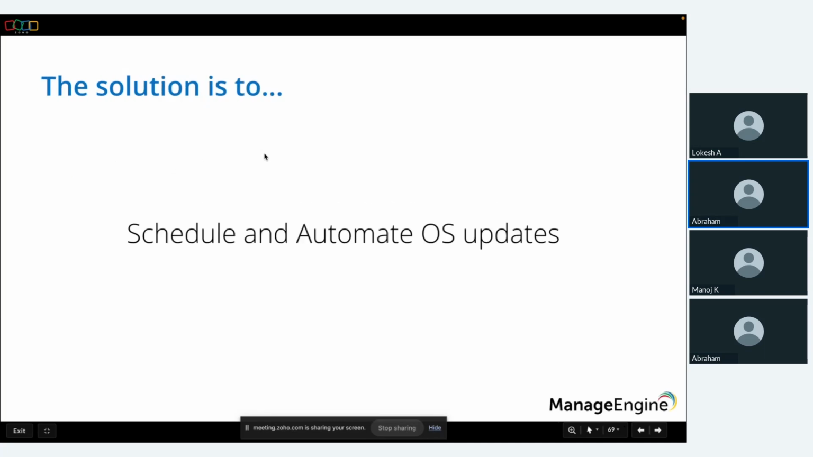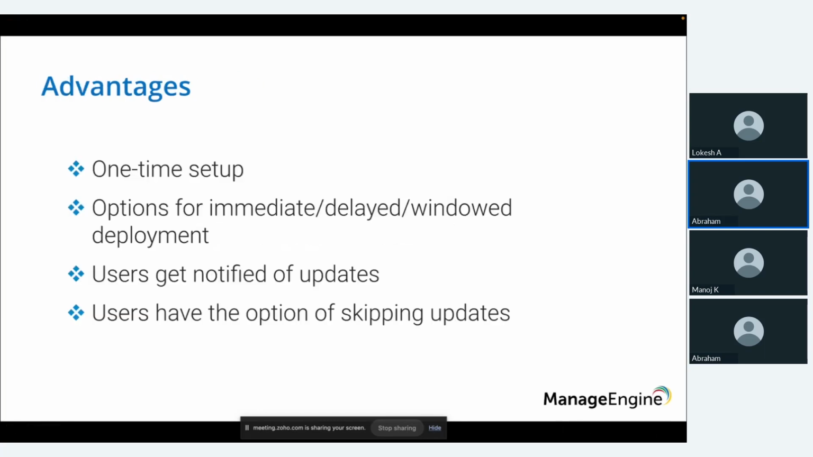So the best solution to avoid these problems is to schedule and automate OS updates using the mobile device management solution. The advantage is that it's simply a one-time setup, and that will take care of updating the OS from time to time. And you could also choose immediate deployment or delayed deployment, or even a windowed deployment, where you can mandate that the deployment could happen anywhere between the Friday or Saturday in the third or fourth week of the month. You can configure something like that.